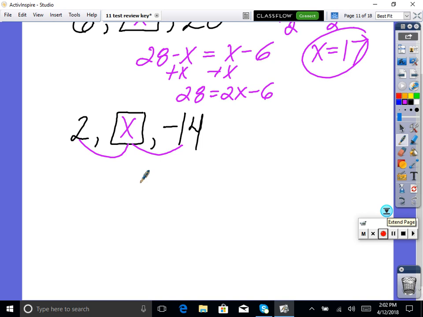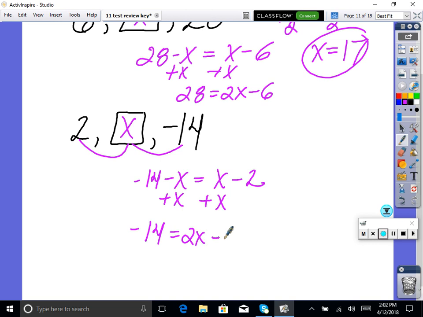So negative 14 minus x equals x minus 2. So we'd add x. So we have negative 14 equals 2x minus 2. You'd add 2 over. So that's negative 12 equals 2x, divided by 2. So x equals negative 6.